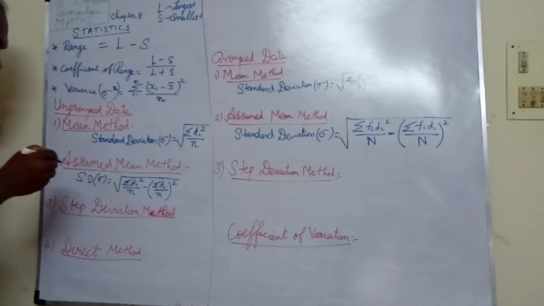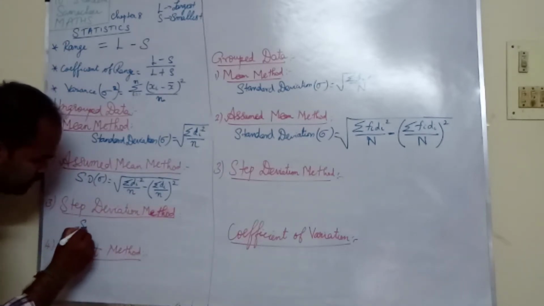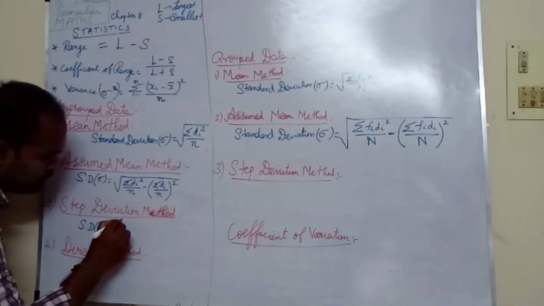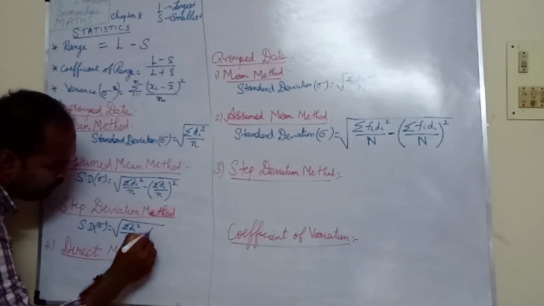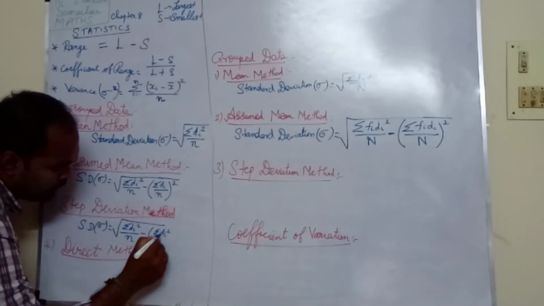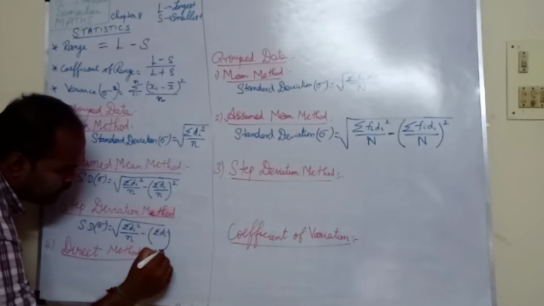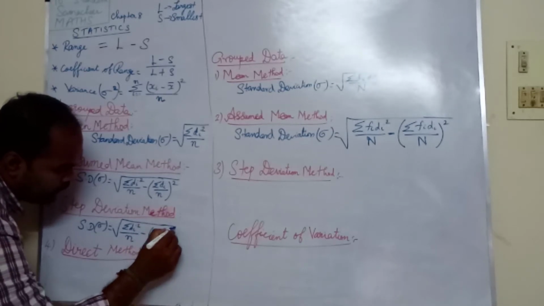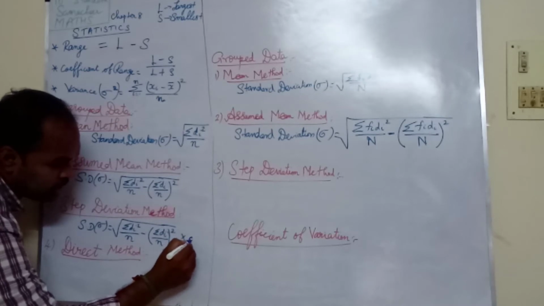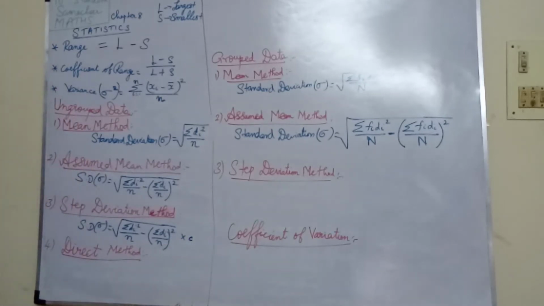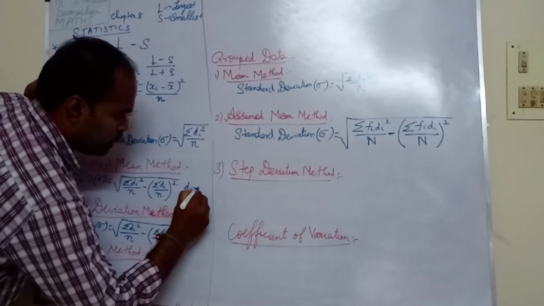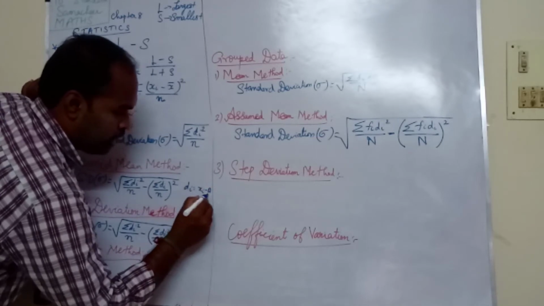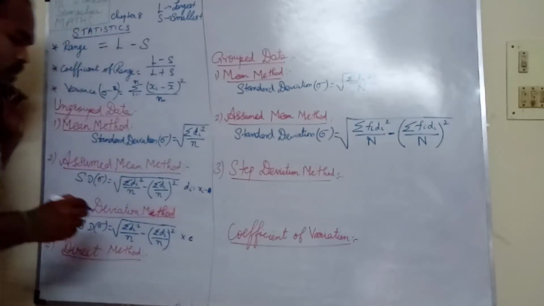Next, for the step deviation method: sigma dA square by N minus sigma dA by N whole square, into small c we need to mention it. This is about the step deviation method. What do you mean by di? Di equal to xi minus a. The value a is the assumed mean.